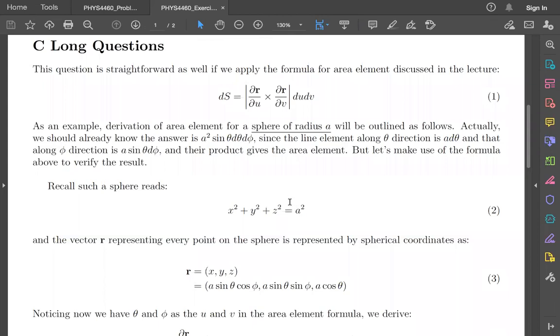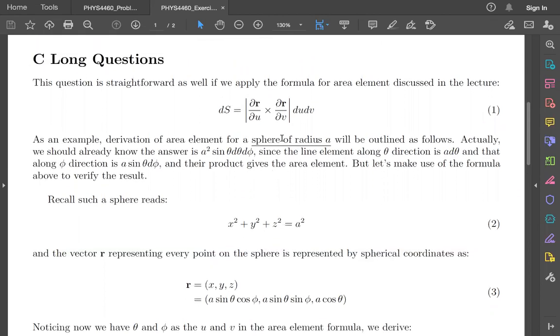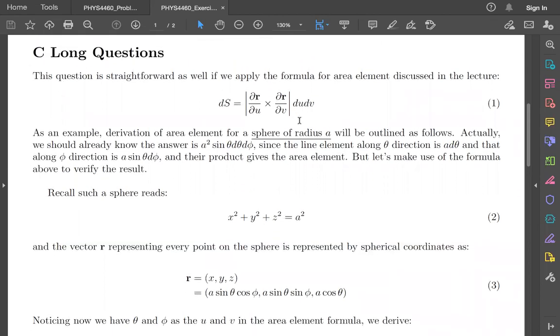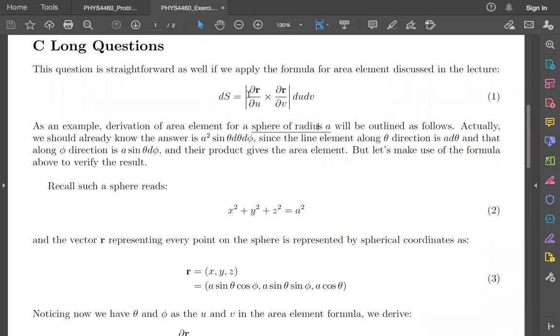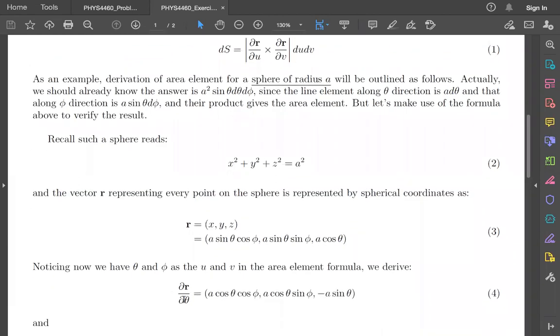And now actually we can directly derive this formula for the sphere. Because if you can recall from the lecture, u and v here are nothing but the parameters that we use to parameterize the surface. And in this case, it's nothing but theta and phi, right? So we can just first find out partial r by partial theta, which is here.